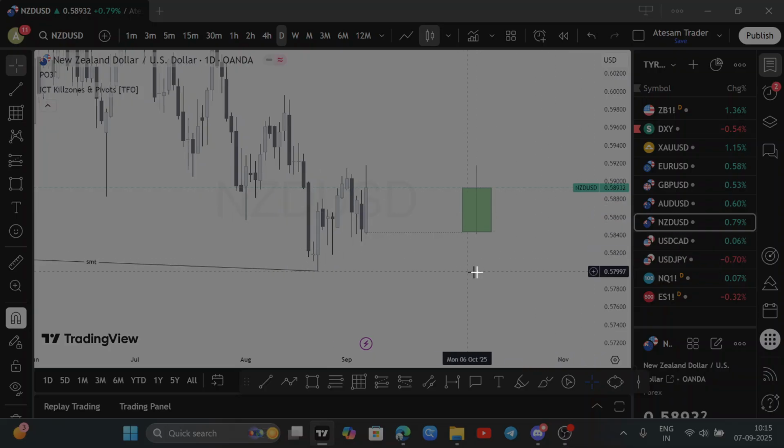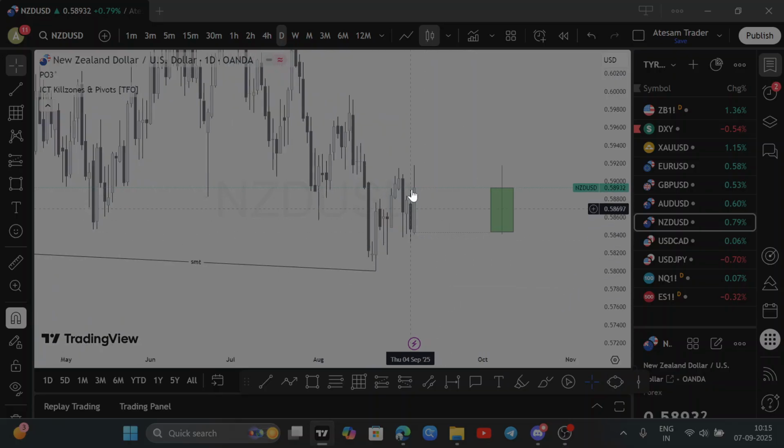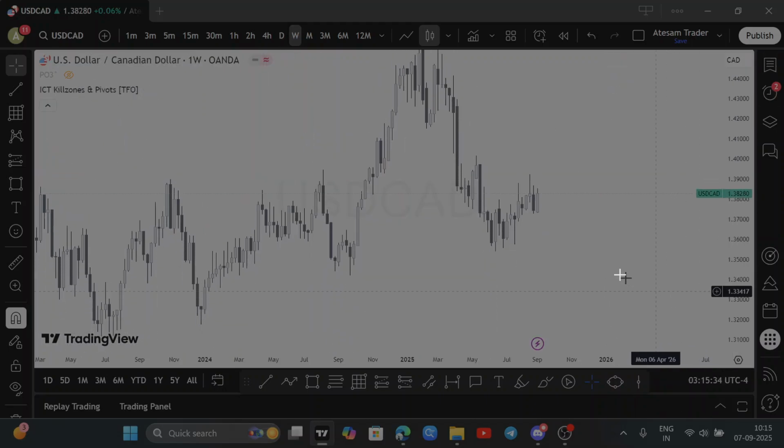Okay, but one thing we can say, if AUD USD moves up, then NZD USD will also move up. Maybe it will consolidate, but it will not go down. If you want to look for buys, we will go for AUD USD, not NZD USD. So USD CAD, what do we have?